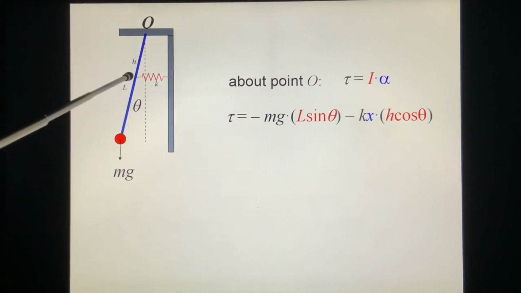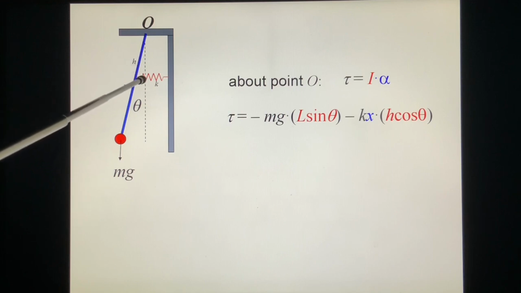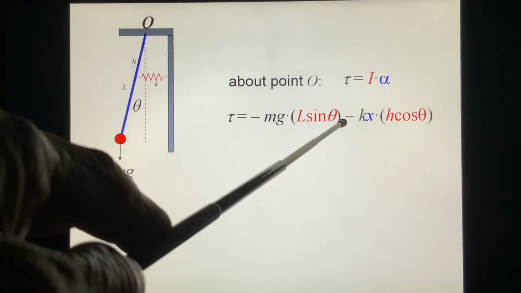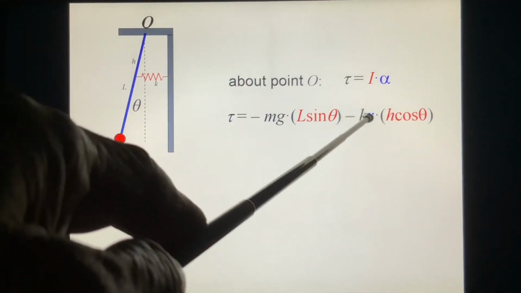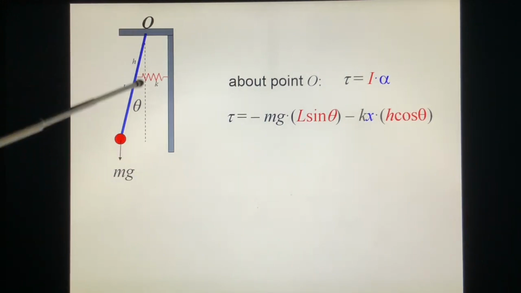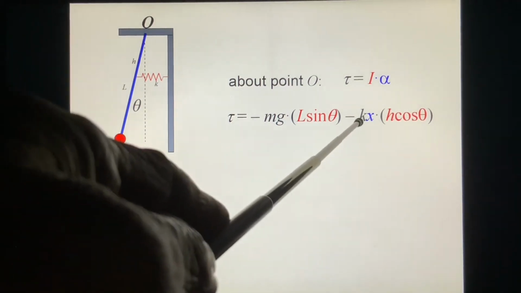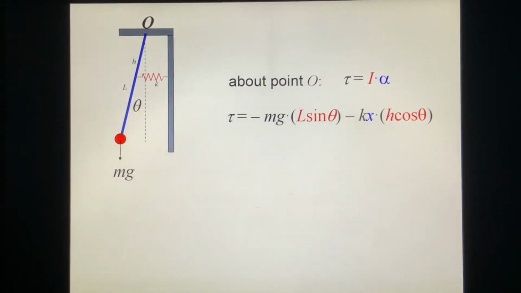And we also have the force acting on this spring. Suppose this displacement is x, very small. So you have force minus kx, times the distance r perpendicular, which is h cosine theta. So we have two torques. This is also minus, because this force goes anti-clockwise, and we take clockwise theta as positive. So this is a negative number. Okay?